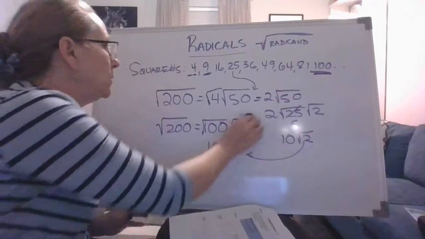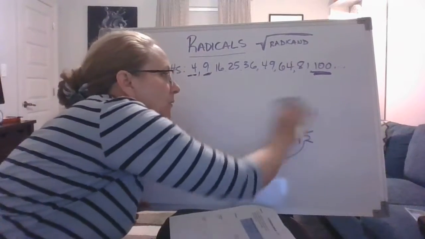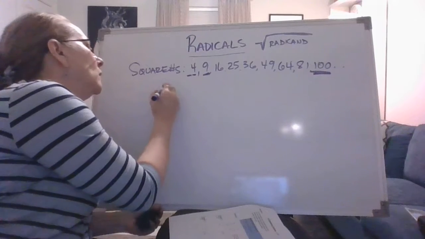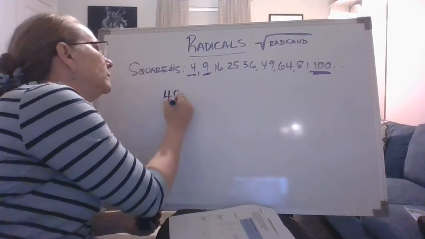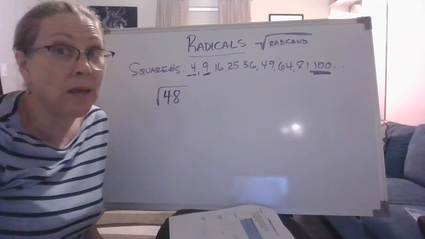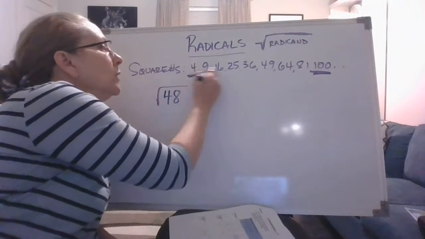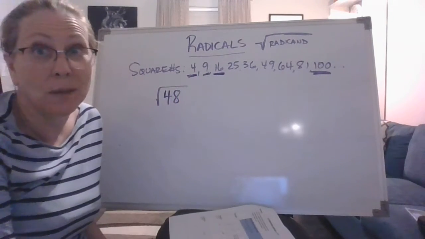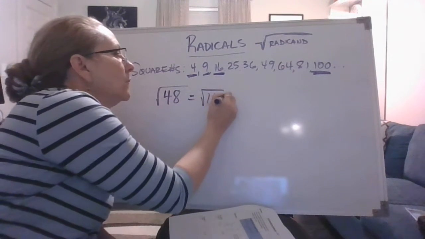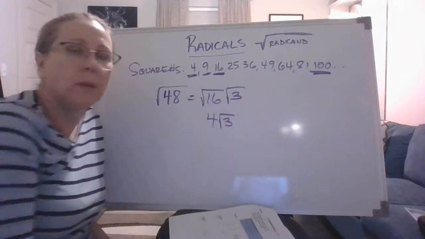All right, what do you do? I'll give you one more example of that, and then I'll give you one more situation. What if you had 48? Some of you are already eyeing that 4. 4 does come out of it. 16 comes out of it 3 times, though. If 4 goes into something, 16 is 4 times 4, so you might want to check. Square root of 16 goes in there 3 times. 4 root 3.